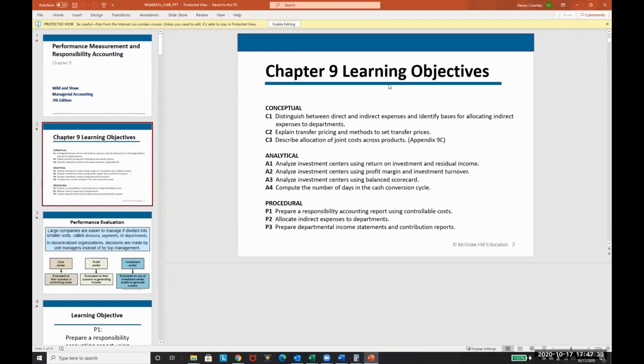And then really how we analyze investment centers and some of these concepts that I think are really helpful, like return on investment, residual income, profit margin, investment turnover, the balanced scorecard, and the cash conversion cycle. I'm going to have you memorize those formulas, and they're just something you need to know for the rest of your financial education. After that, we'll just talk about how we might prepare some of these reports and allocate some of these other expenses to different departments.